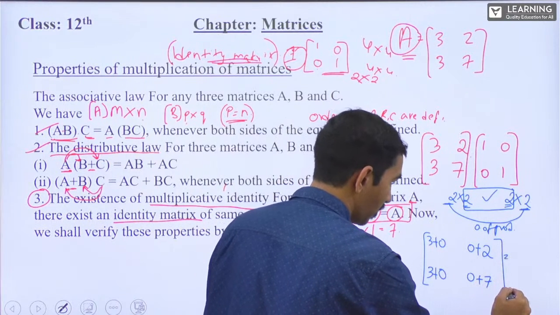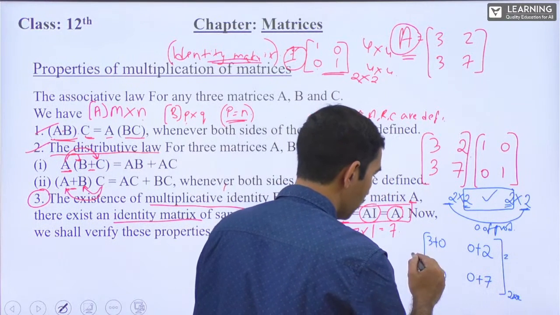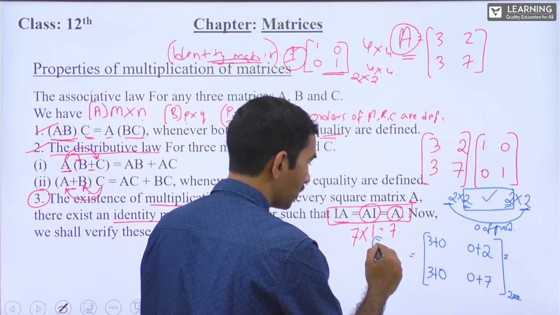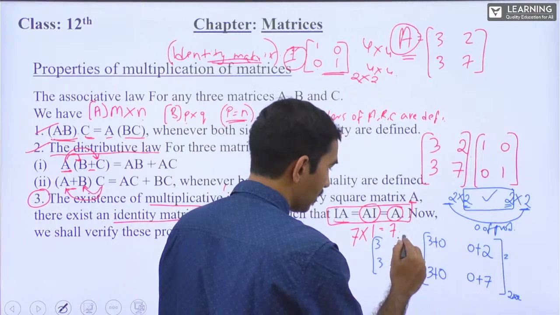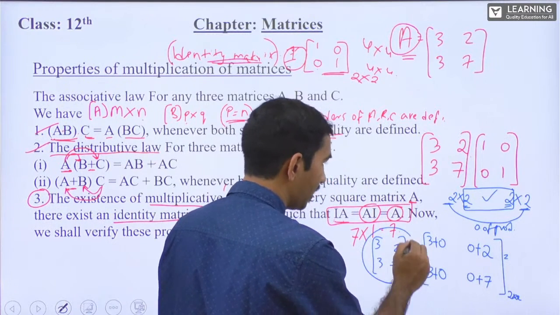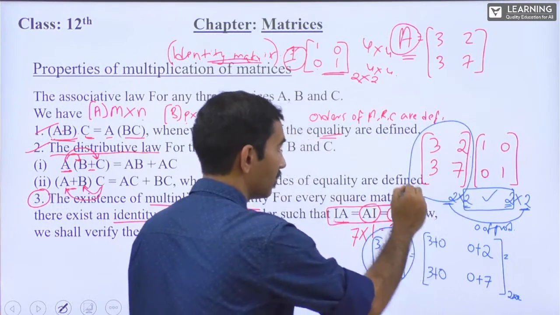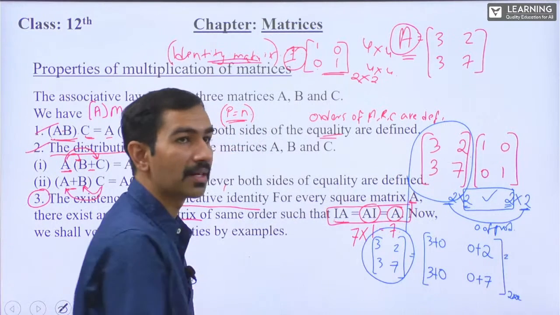Which is equal to, what is the order here? 2 cross 2. So this is equal to what, student? 3 plus 0 is 3. 0 plus 2 is 2. This is 3 and this is 7. Is this the original matrix whatever we had considered? Correct. These both matrices are same, right?